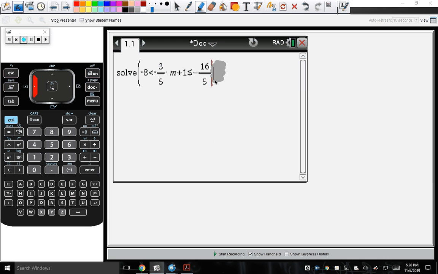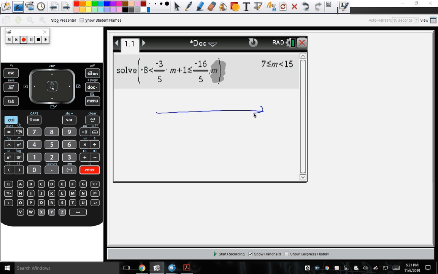Right here, when I finish it, I need to say comma, look for the variable that I wanted it to solve for. What letter would I put here? M. Yep. And there it goes. So m is going to be between 7 and 15. And if you don't know this notation, here's 7 and 15, that is. 7 is closed, 15 is open, and it's everything in between, including 7.